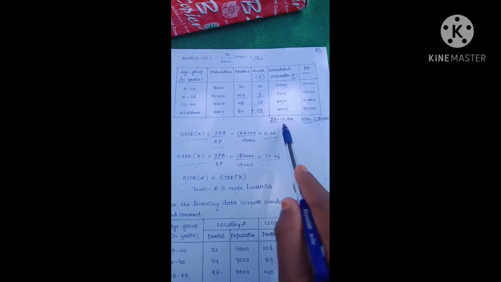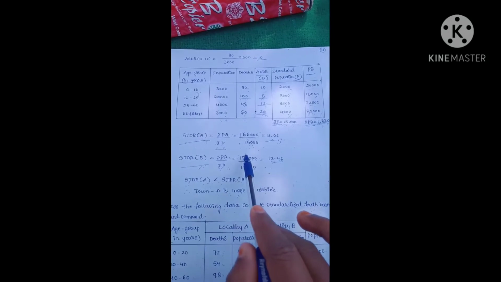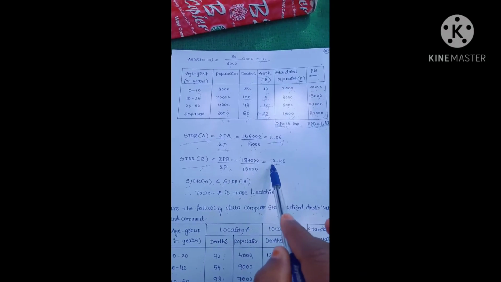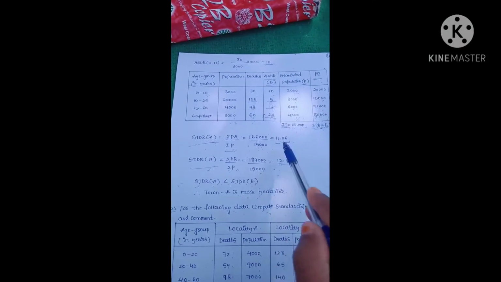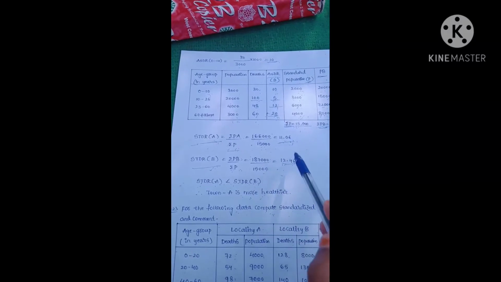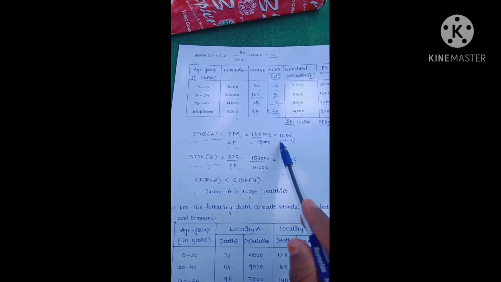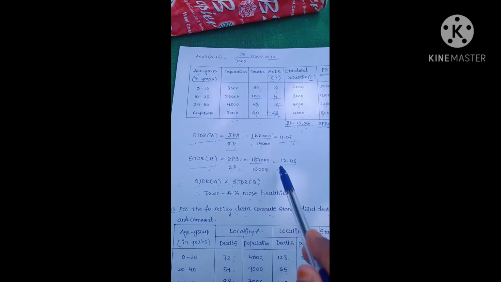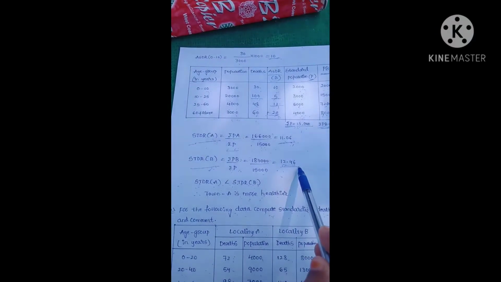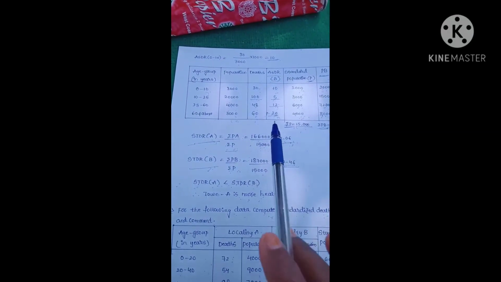1,87,000 divided by summation of P, which is 15,000. Divide these two values, then we get 12.46. These two are the STDR A and STDR B. Here, STDR A value is 11.06 and STDR B value is 12.46. Observe, this is for the first question.